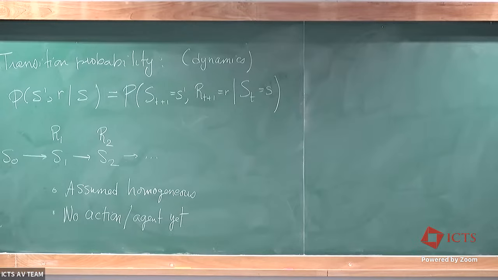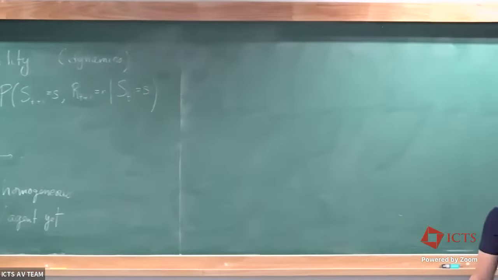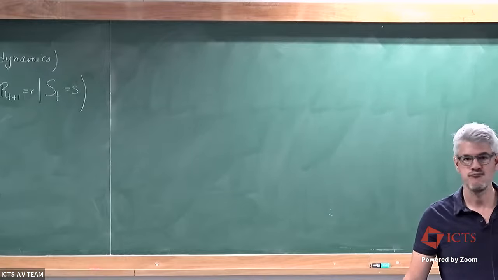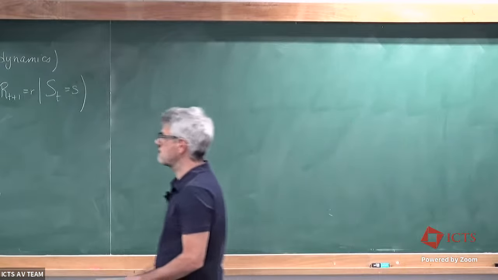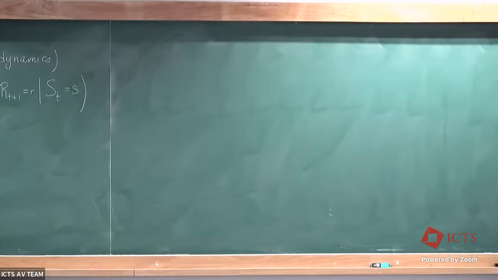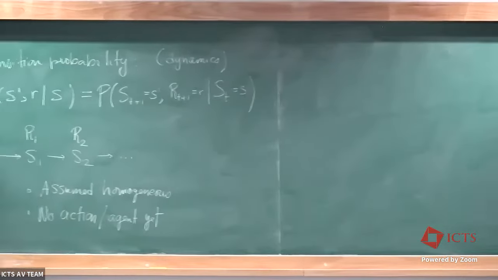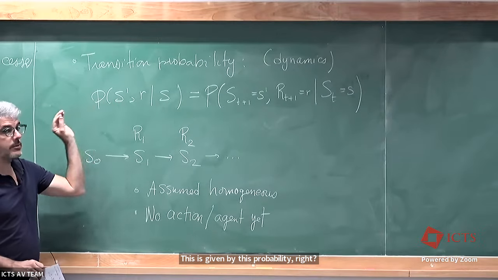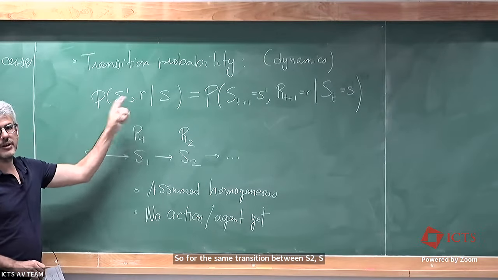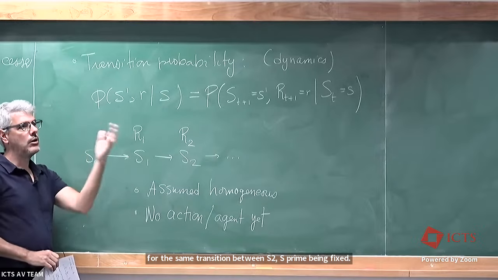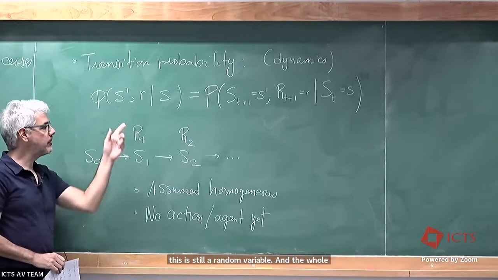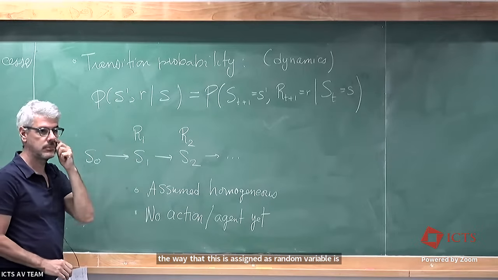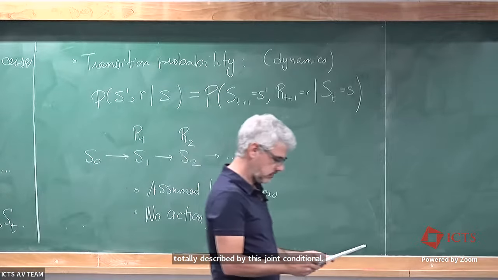What is the difference between the equations and what you're saying? In what you're saying, it sounds like the reward is deterministic based on S_{t-1} and S_t, but that's not correct. The reward is probabilistic. So you could take the same transition and receive a different reward. Yes, this is given by this probability, right? So for the same transition between S and S prime being fixed, this is still a random variable. And the way that this is assigned as a random variable is totally described by this joint conditional, okay?